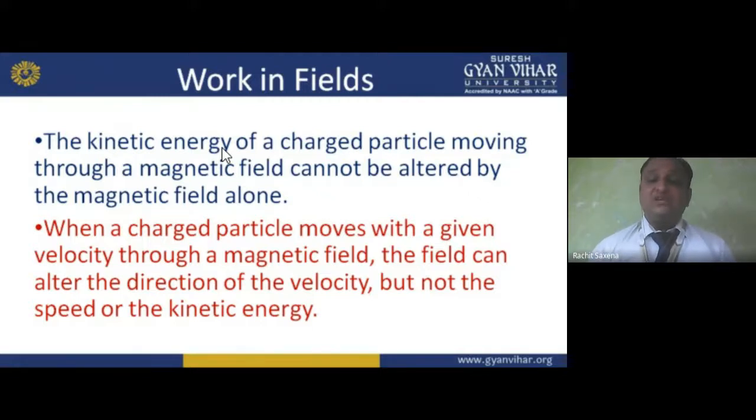So when a charged particle moves with a given velocity through a magnetic field, the field can alter the direction of velocity, but not the speed or kinetic energy. So, my dear student, one thing is there. In a magnetic field, if we have a charged particle, its energy cannot be altered, meaning it is moving and that cannot be altered, but the direction can be changed by the magnetic field. So the magnetic field can change the direction but does not change the kinetic energy of that charged particle. So I hope you understand.